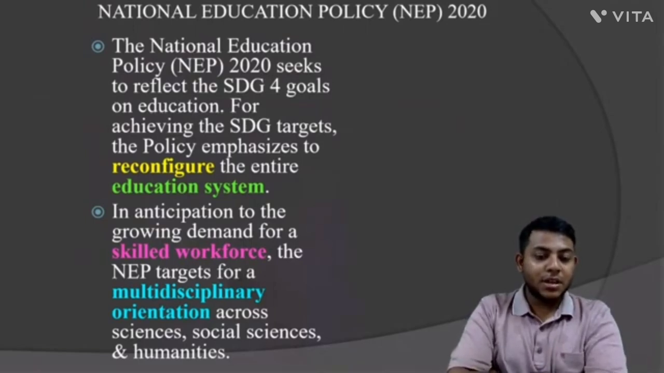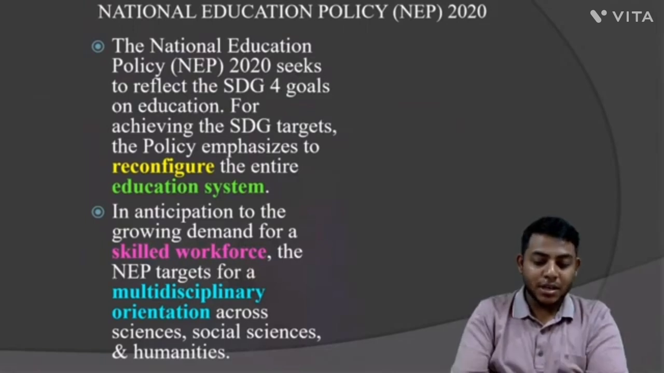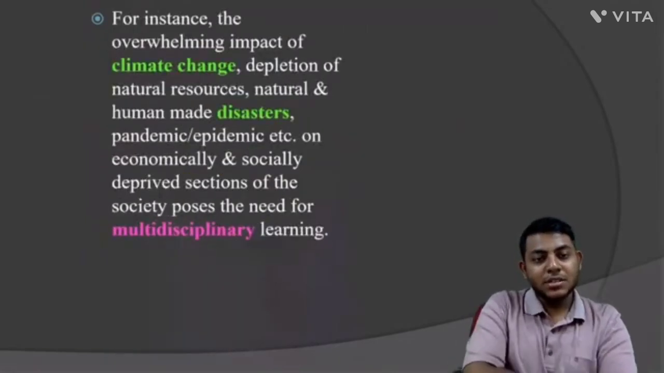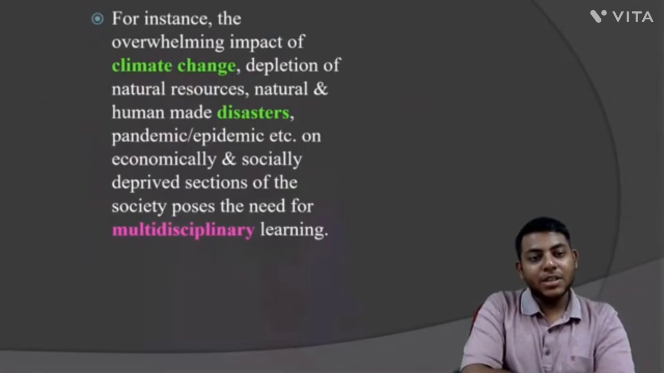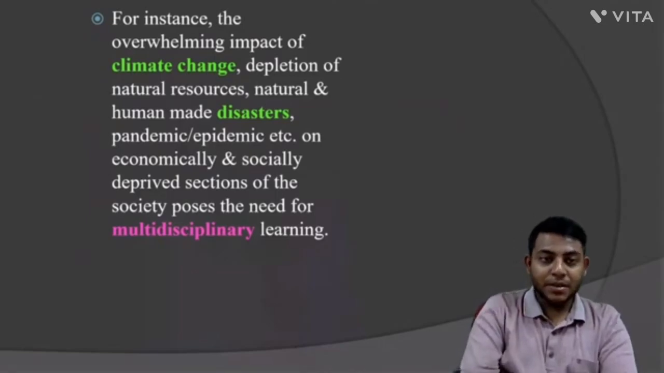In anticipation of the growing demand for a skilled workforce, the NEP targets a multidisciplinary orientation across sciences, social sciences, and humanities. For instance, the overwhelming impact of climate change, depletion of natural resources, natural and human-made disasters, pandemics, epidemics, etc., on economically and socially deprived sections of society, creates the need for multidisciplinary learning.